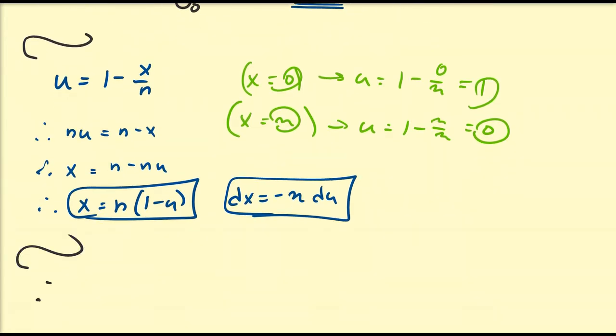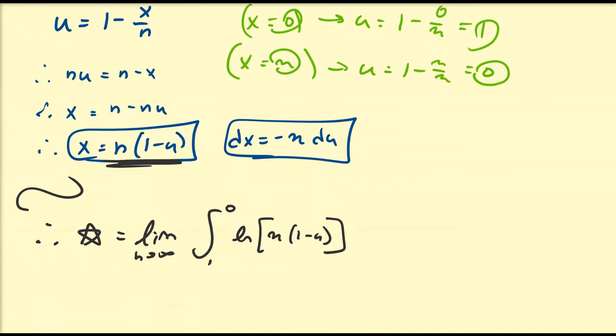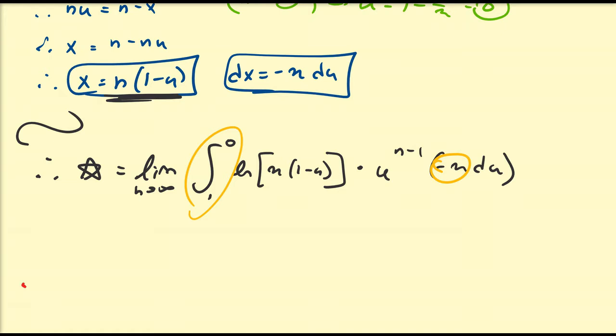So let's rewrite that integral. Our integral of interest is going to be equal to the limit as n goes to infinity of the integral from 1 to 0 of the natural log of, so we have x, which is now n times (1 minus u), and then we're going to have times our substitution u to the power n minus 1, and dx is in this case minus n times du. So I'm going to factor out this negative constant and also flip my integral, and keep in mind u is just a dummy variable, so I'm just going to switch back into x because I'm more comfortable with that.